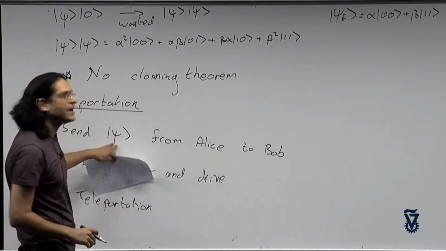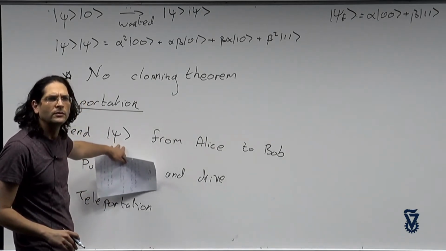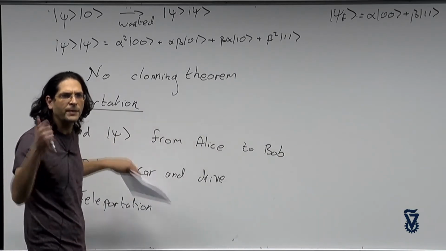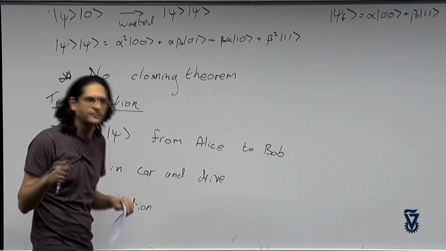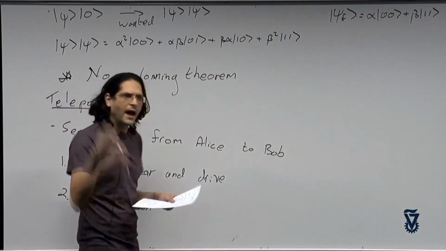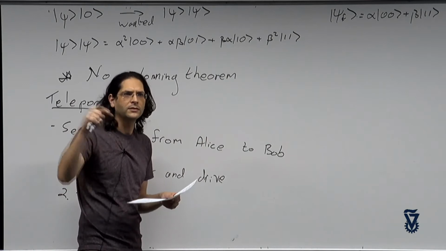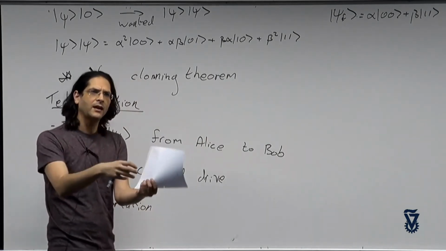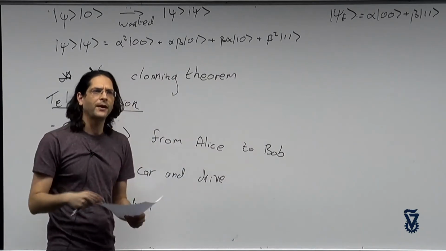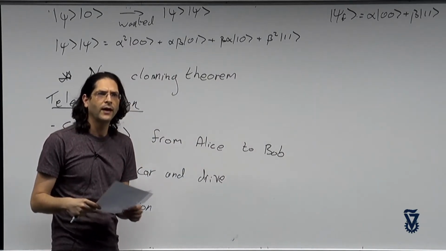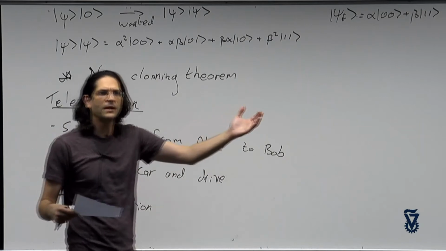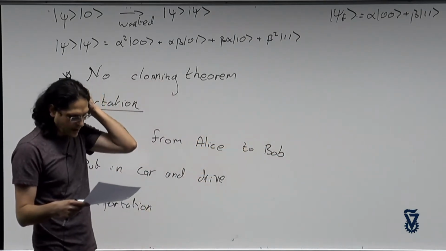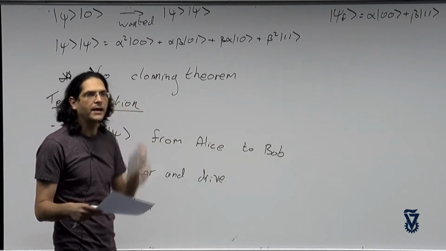If she did know the state, by the way, what could she do without going into the car? If she knew alpha and beta, she could just pick up the phone and just tell Bob, look, alpha equals this and beta equals that, and then Bob can just take a reset qubit and prepare that qubit on his side. So that's also a way of transferring that information, but Alice has to know what psi is.